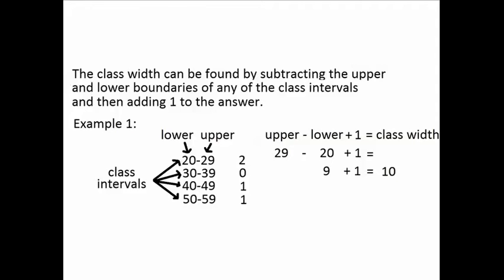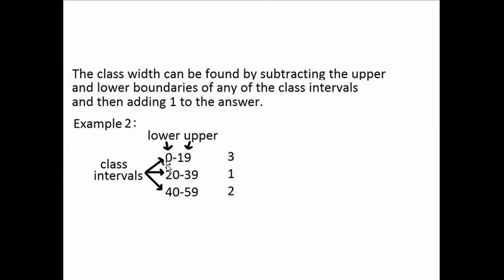Now let's try to figure out what the class width is in this table. Just like before, let's try to find the class width just by thinking about what the class width should be, and then we'll use a formula next. So here the first class interval is 0 to 19. Well, we know that 1 to 19 is 19 different numbers, and that 0 would be a 20th number, which means that there's 20 numbers in between 0 and 19.